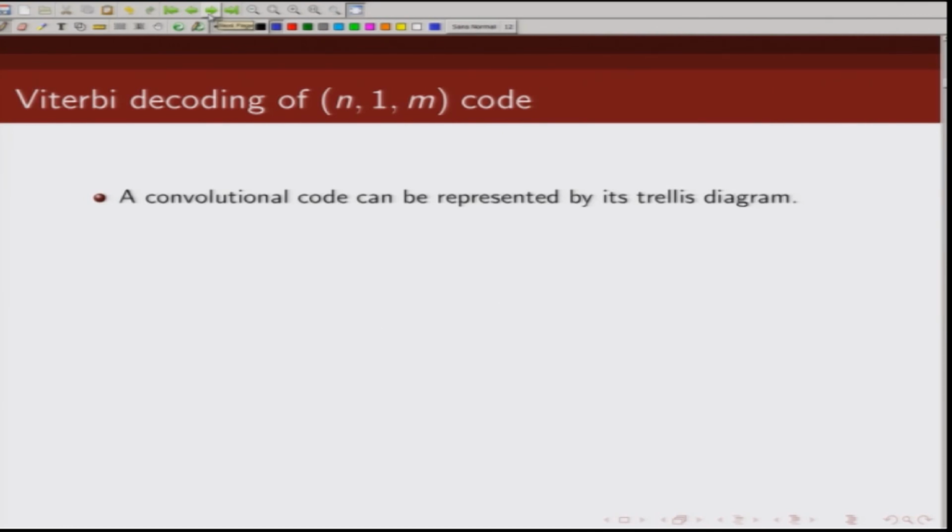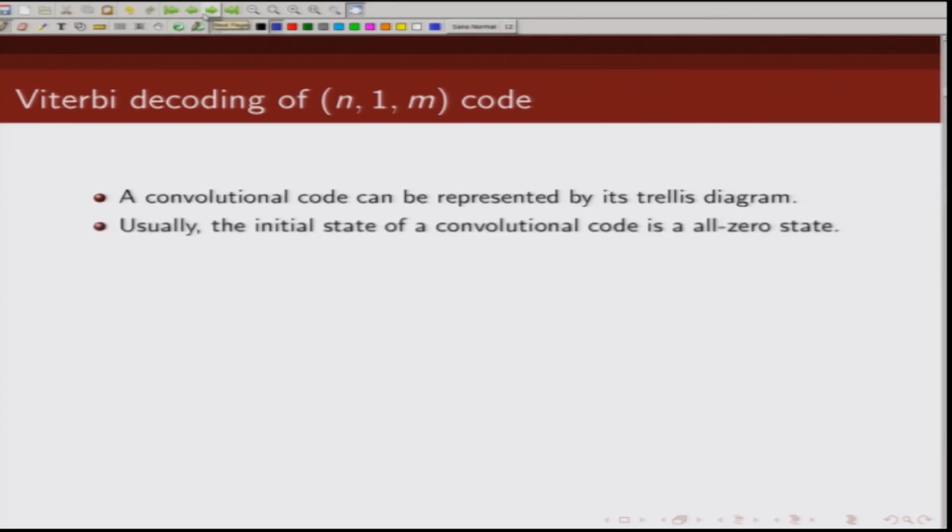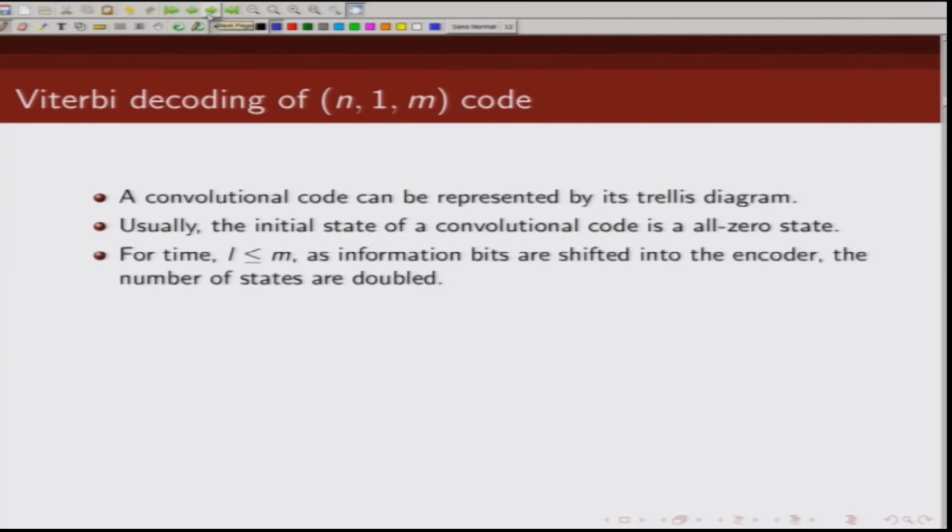So, as we know, a convolutional code can be represented by its corresponding state diagram or trellis diagram, and we are going to make use of the trellis representation of a convolutional code to decode it. Initially the convolutional code is assumed to be in all 0 state. For time L less than the memory order, the information bits are getting shifted into the encoder 1 bit at a time, and the number of states gets doubled.